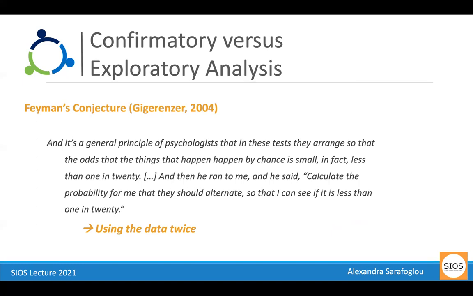So Feynman is this very important physicist, and he writes, it's a general principle of psychologists that in these tests they arrange so that the odds that the things that happen by chance is small, in fact less than 1 in 20. So this is our alpha level. And then a certain experimenter ran to me and said, calculate the probability for me that they should alternate so that I can see if it is less than 1 in 20. So what happened there is that the psychologist ran some kind of experiment on, I think, rats, and then he found some kind of alternating pattern in it, and he wanted to see whether it's significant or not.